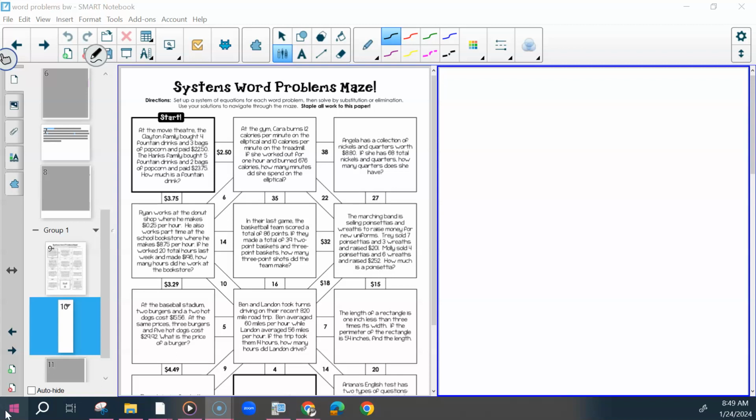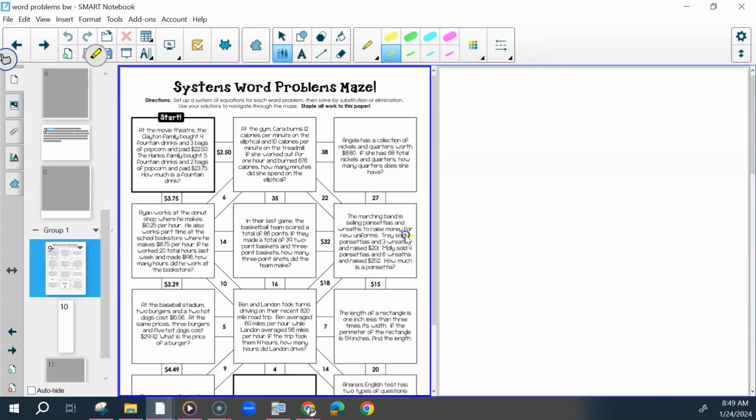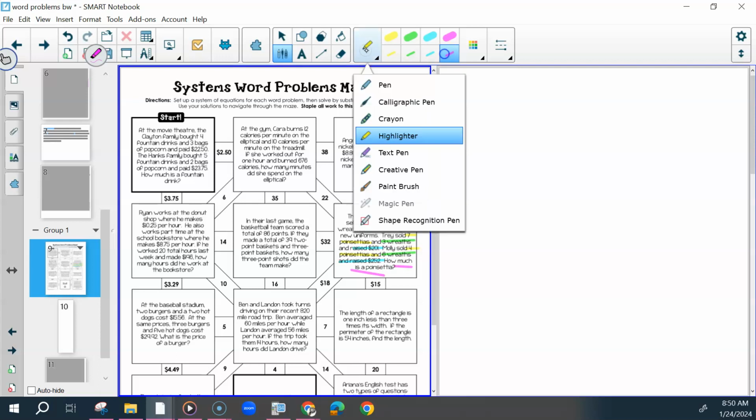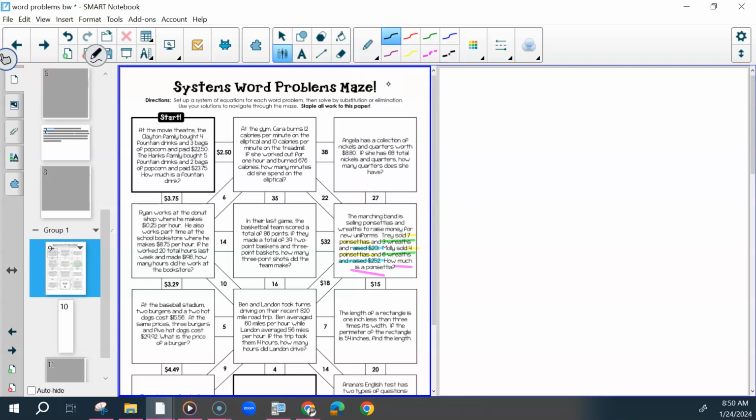What's important there? Trey sold 7 poinsettias and 3 wreaths and raised $201. Molly sold 4 poinsettias and 6 wreaths and raised $252. And we're looking for how much is a poinsettia? So we need 2 variables. What are we going to call them? Sure, P and W.